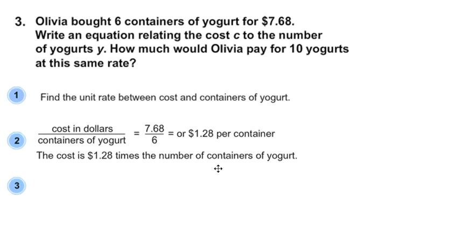So if you wanted to buy 5 containers of yogurt, you would multiply 5 times $1.28. If you want to buy 20 containers of yogurt, you would multiply that times $1.28. So our equation is going to be C, our cost, is equal to 1.28 times Y, because you're multiplying $1.28 times the number of containers of yogurt. So this is our equation.